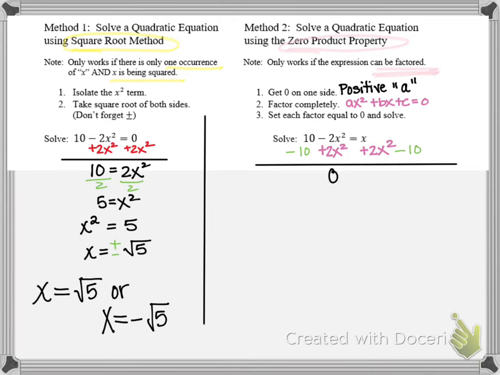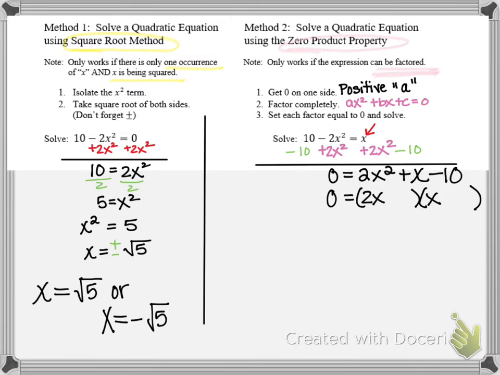So now on the left side, I have 0 equals positive 2x squared plus the x that was already there minus 10. So that x value that was already there, that's now my middle term, plus 1x or just plus x. Now I'm ready to factor. So I want to find two binomials that will be able to get multiplied to get me back to 2x squared plus x minus 10.